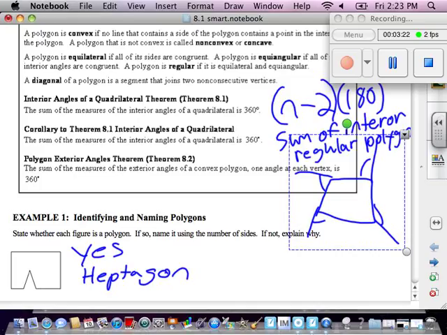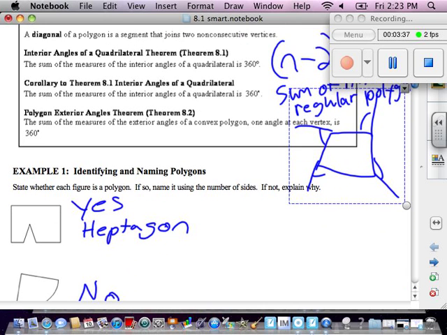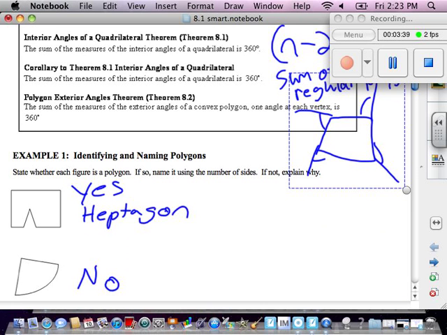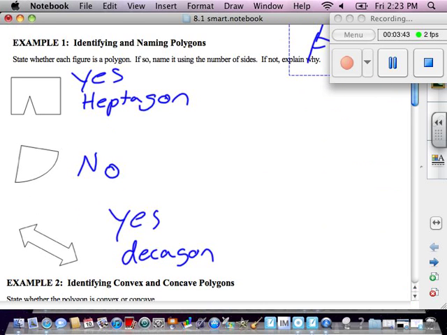Decagon. Okay. So before I show you the answer, do you think B on your worksheet is a polygon? Yes or no? No. Why? Curved side. Okay, what about C? Yes. C. And how many sides does it have? It's a decagon because it has 10 sides. Okay, let's turn it over.